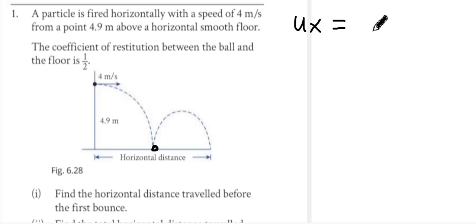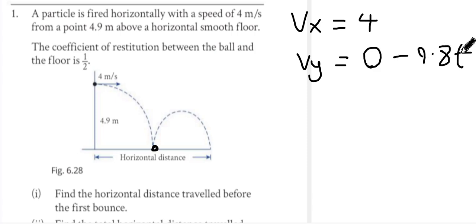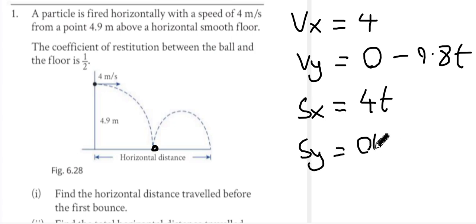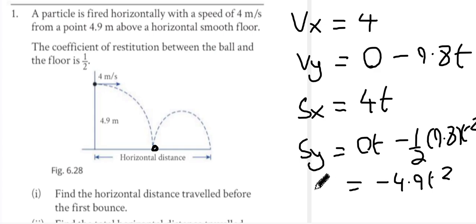So what's your u x? 4. Or sorry, phi, isn't it? Phi x is 4. What's phi y? 0 minus 9.8 t. U plus at, yeah? Okay, what's s x? Equals 4t. s y? 0t minus a half 9.8 t squared. Would you all agree with minus 4.9t squared? Okay. There we go. 4 equations. Is that cool?